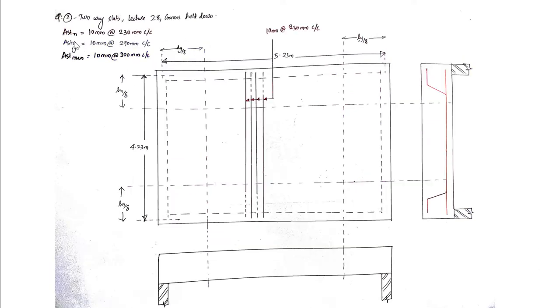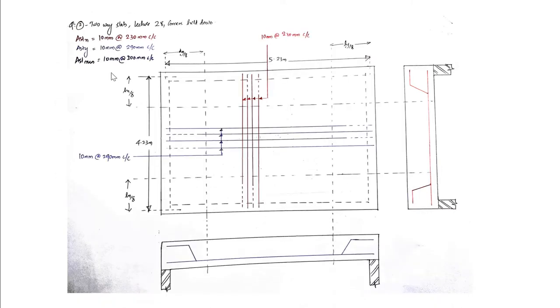So first we will place the ASTX, that is 10 mm at 230 mm center to center. You can see here 10 mm at 230 mm center to center. This distance is 0.1 Lx. This distance is 0.1 Lx. And here the other one, that is ASTY, that is also 10 mm at 290 mm center to center. We will place it.